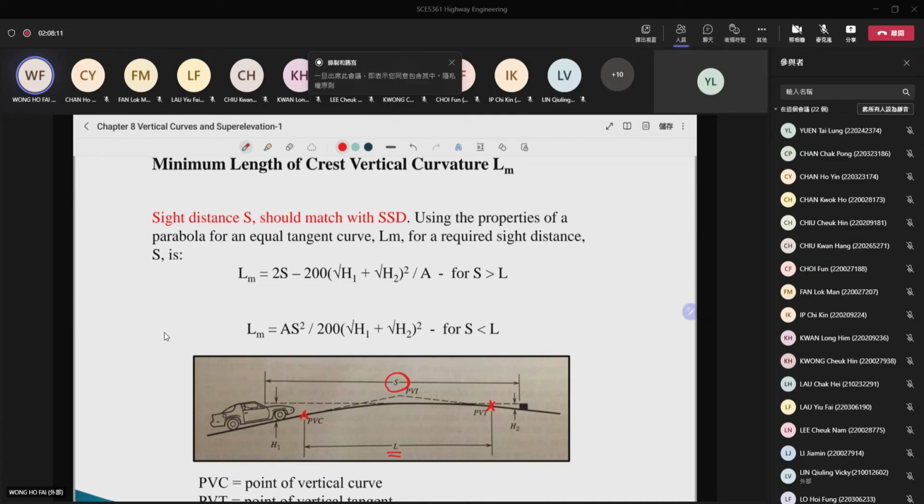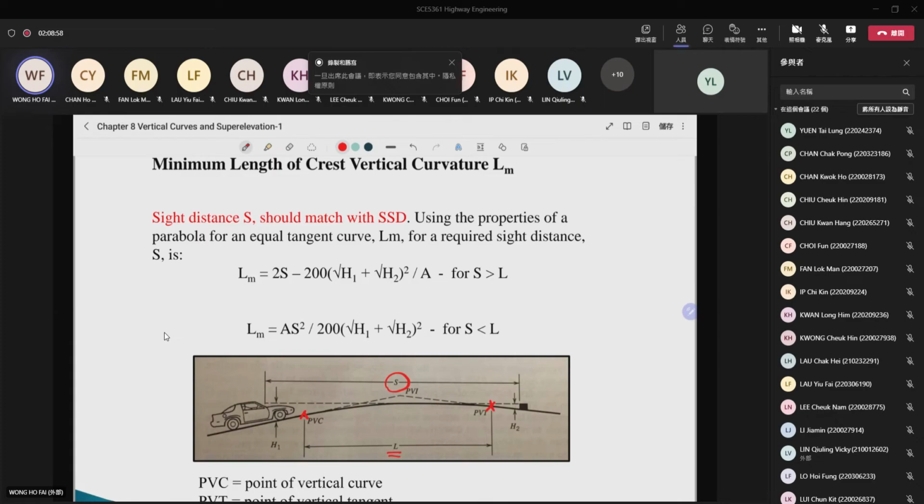Then L is the length of the vertical curve, and it should be enough to provide enough distance so that your vehicle will stop. In this situation, we can see that L is smaller than S, right? So in this case, we will use the equation below: A S squared over 200 times the square root of h1 plus square root of h2, all squared. This is the minimum length of the vertical curve.